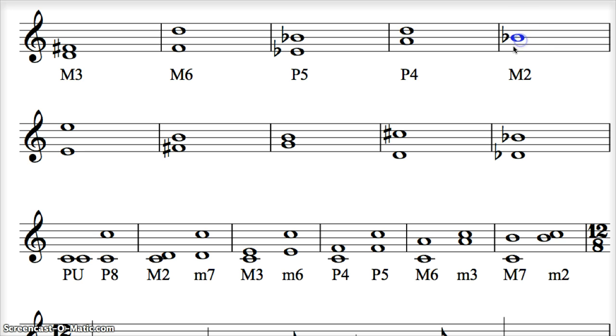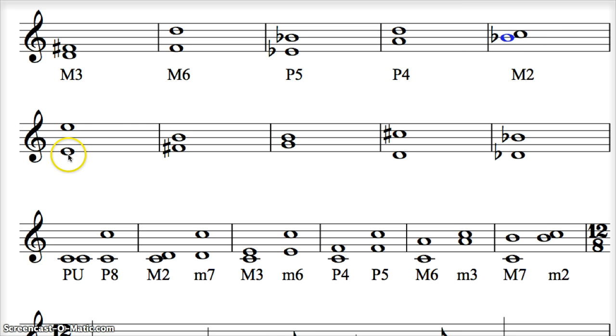The last one here is a B flat. We need to go up a major second. So we go 2 steps, B flat, C. C is our pitch. We check our key signature. Key of B flat has 2 flats, B flat, E flat. C is natural, so B flat to a C is a major second.